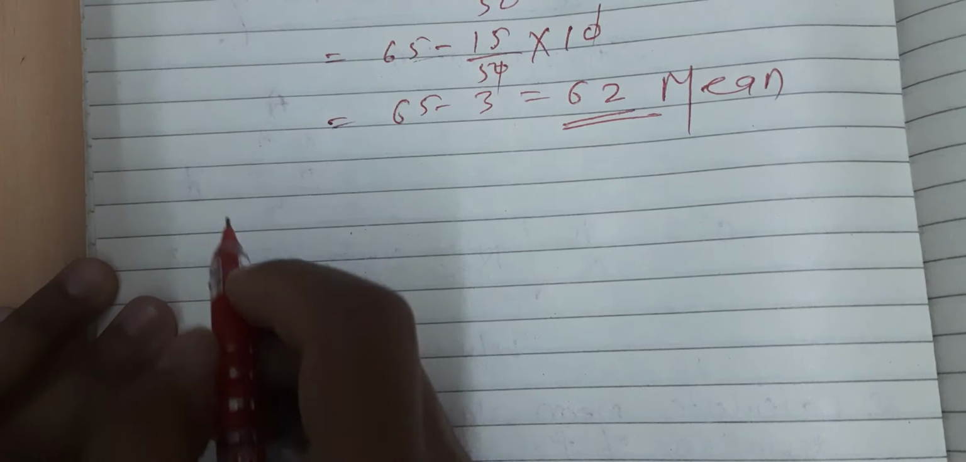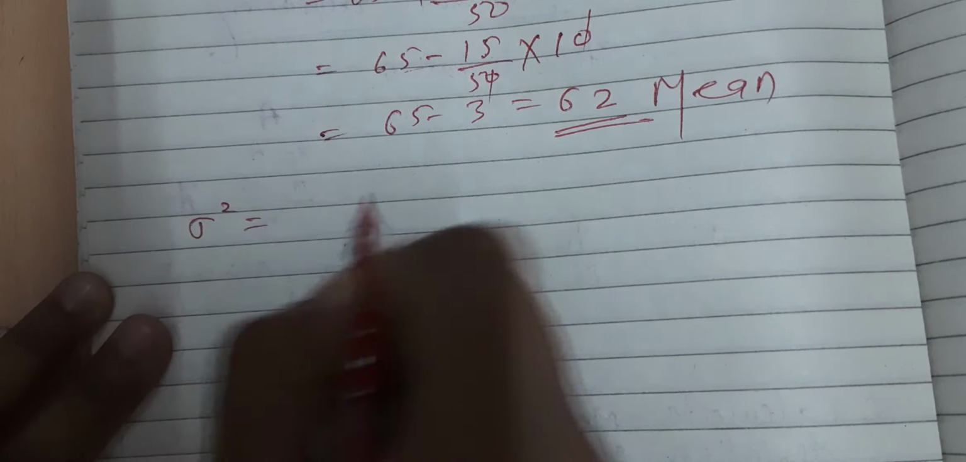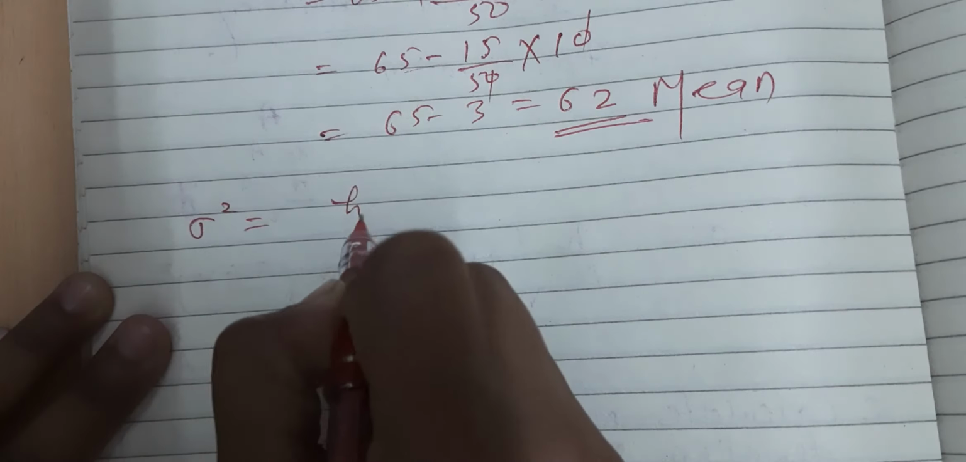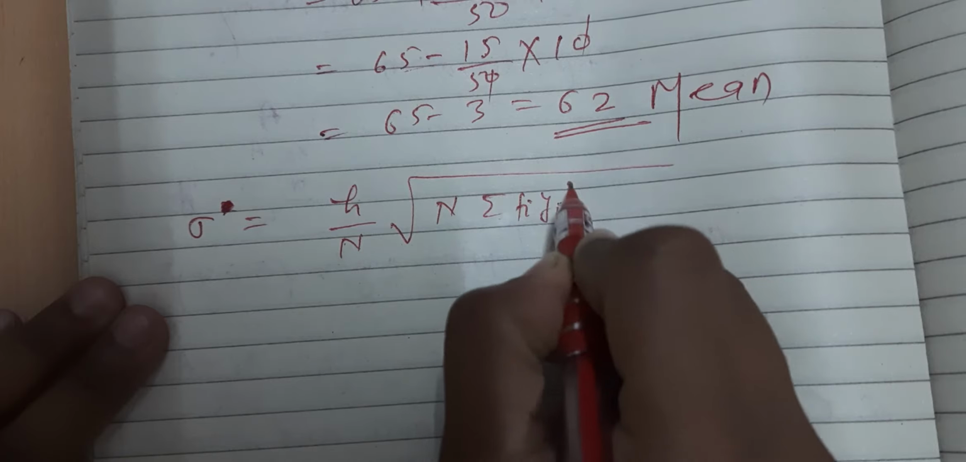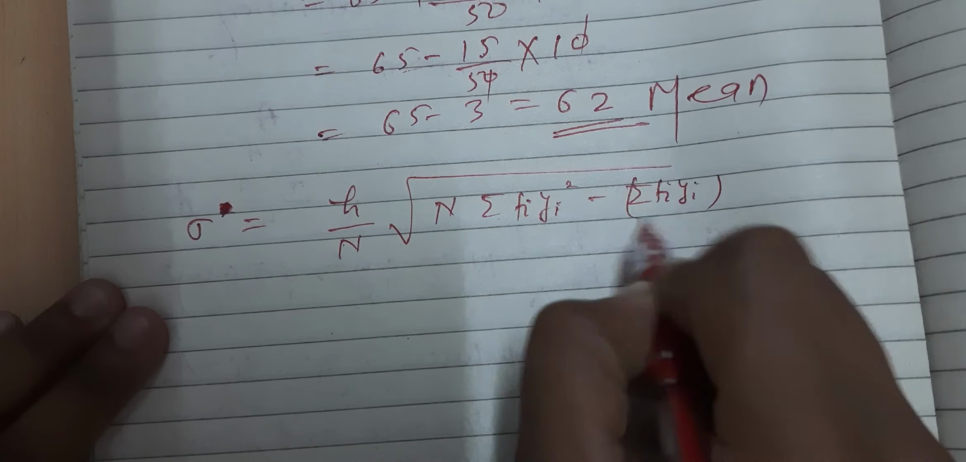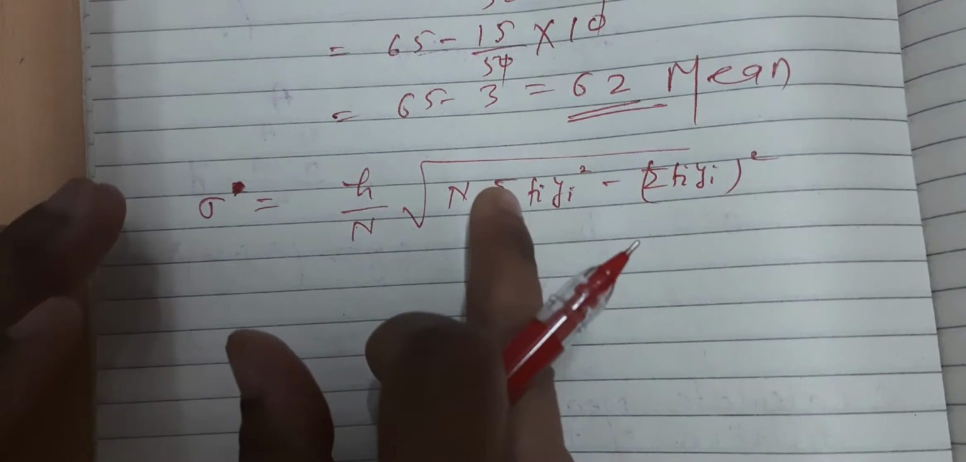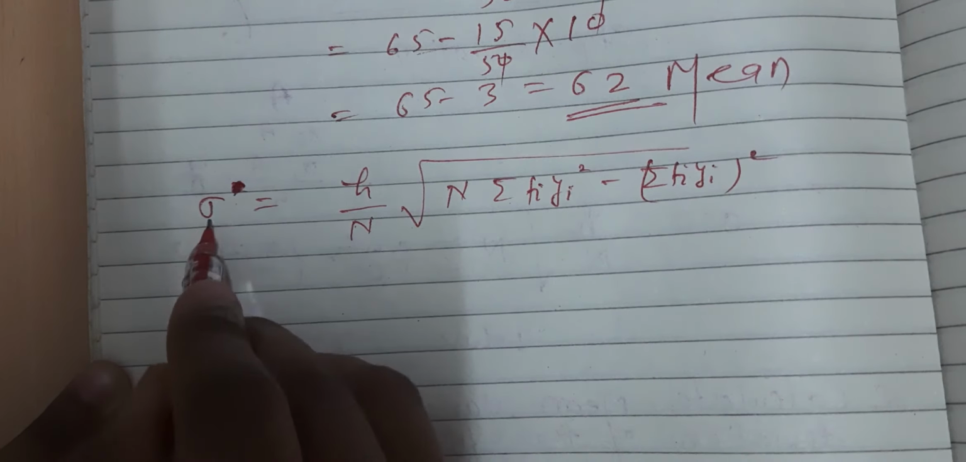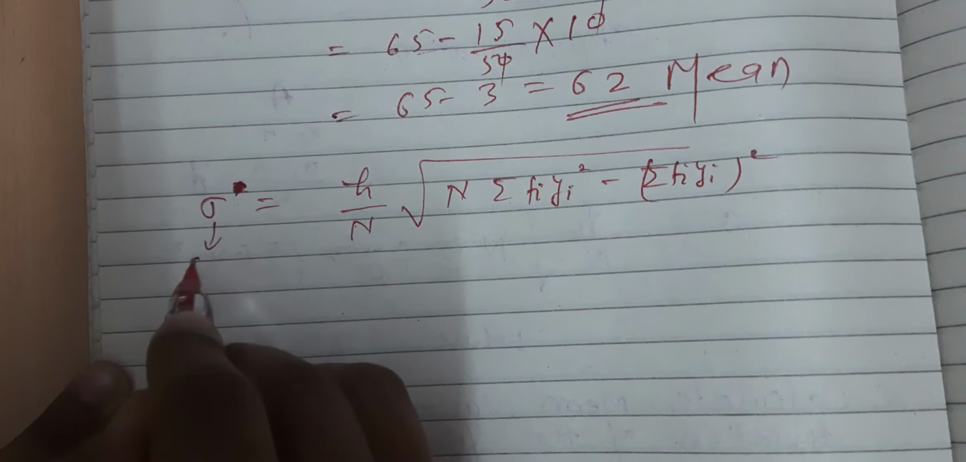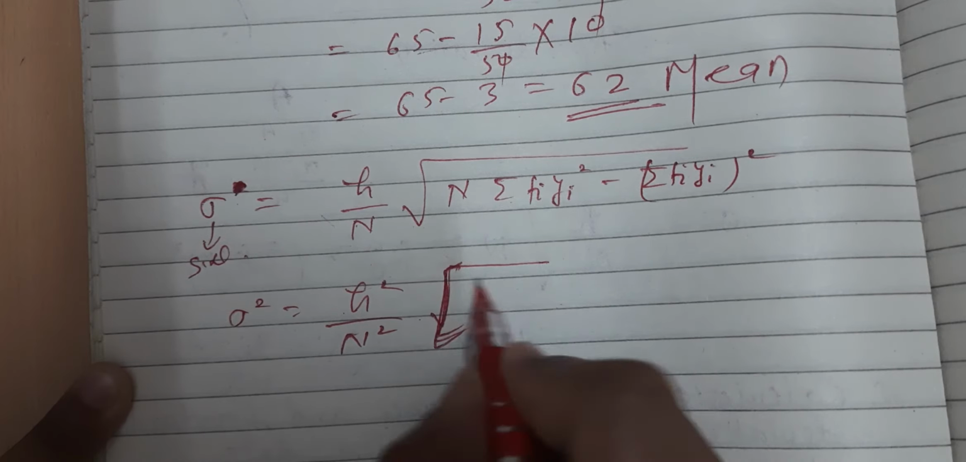Now we have to find standard deviation and variance. The formula to find standard deviation is h by n root of n sigma fiyi square minus sigma fiyi, the whole square. This is the standard deviation. From here we can find variance. To find variance, we'll square both sides. Variance means it's the square of this value, not the root, it's simply the bracket.